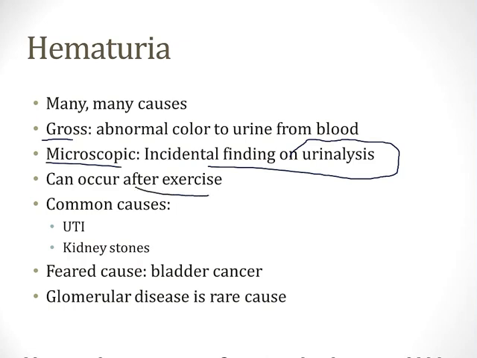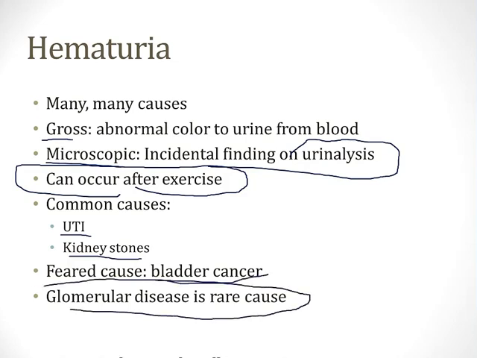Hematuria can occur after exercise in normal kidneys. We don't know why this happens, but some patients, when they exercise strenuously, will develop hematuria. And very common causes of hematuria are urinary tract infections and kidney stones. The feared cause of hematuria is bladder cancer, and then as I said before, glomerular diseases are very rare. But hematuria from glomerular disease is usually easy to identify because patients will have red cell casts, which we'll talk about in a minute, and also protein in the urine.